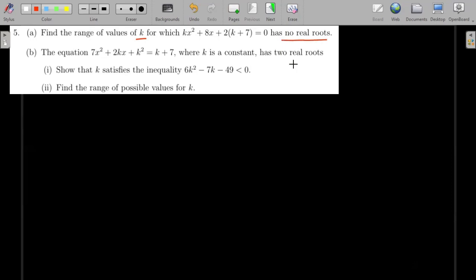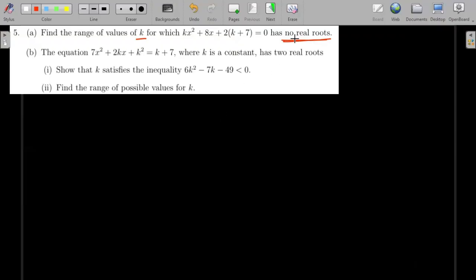Okay, so can someone tell us the interpretation when they say the quadratic equation has no real roots? What do they mean? Anyone who can help. When they say that quadratic equation has no real roots, what do they mean? It means that the discriminant is less than 0. Exactly. So that's where you start solving your question from.